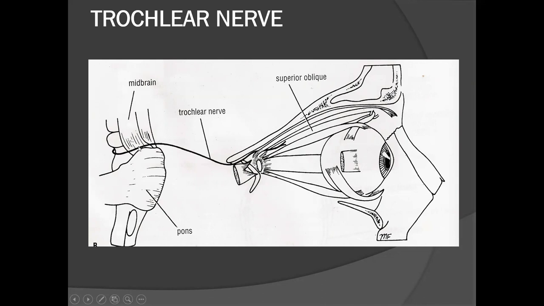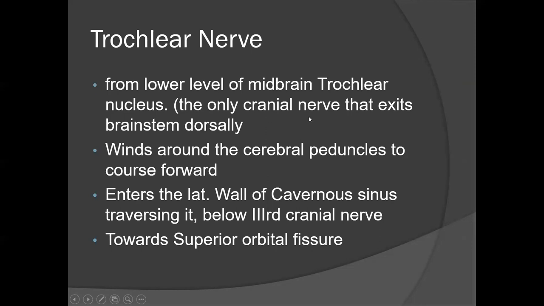And as we will see in the course, it is the only cranial nerve that exits from behind the brainstem, and therefore it has to wind and pass across the cerebral peduncles of the midbrain, and then as it courses forward, it has to enter the cavernous sinus, just like the oculomotor nerve. If you recollect, the oculomotor nerve also entered the cavernous sinus and passed through the lateral wall of it.